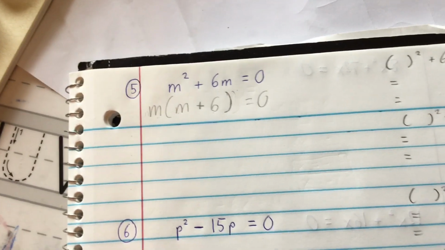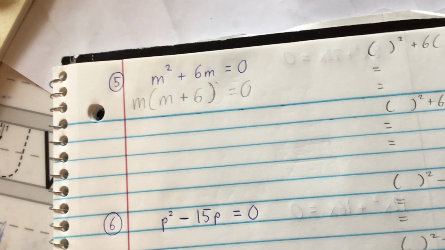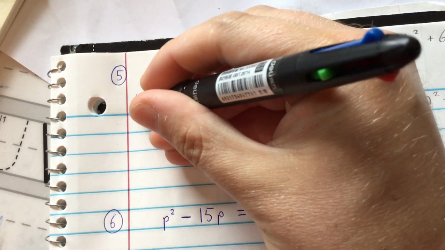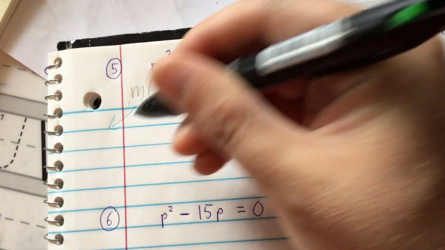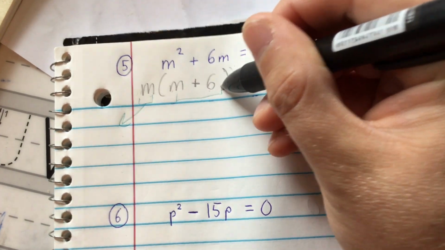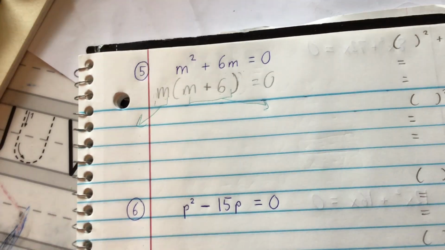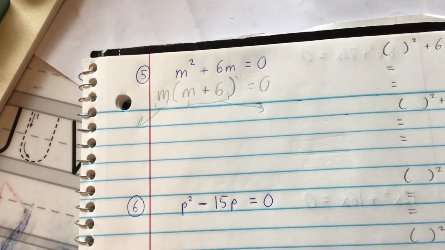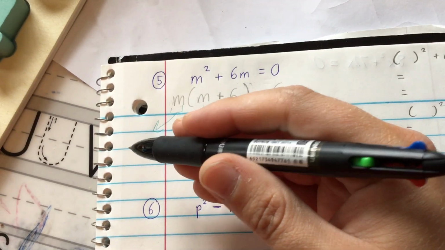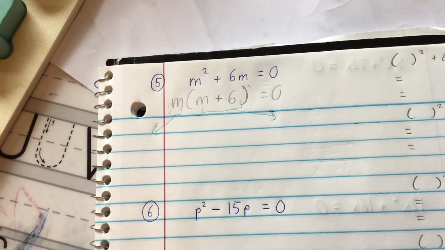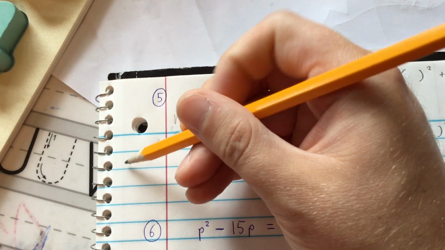Now I can use the zero product principle. In fact, I like this version of the zero product principle because one of the solutions is very, very easy, because I don't want to work. I'm on your guys' side. I don't want to work. M is already isolated on this left side, so m equals 0. Oh, I love it when I don't have to work.